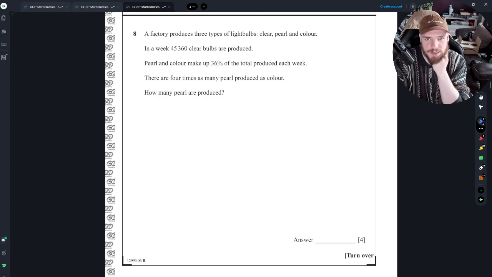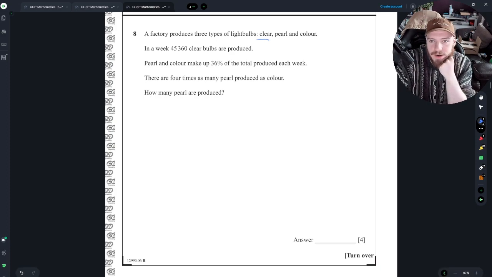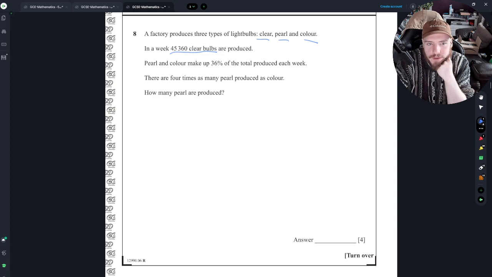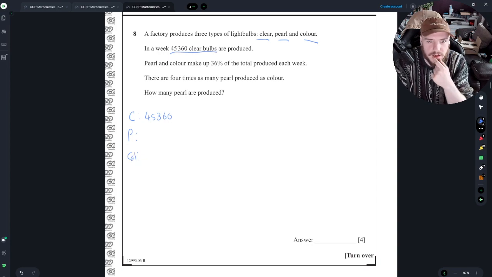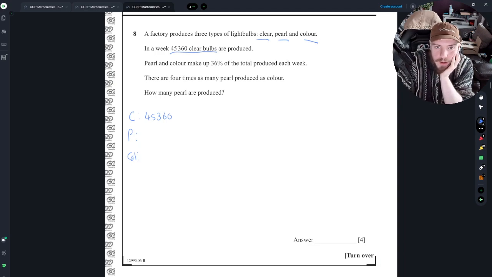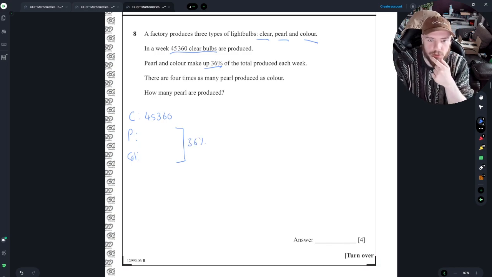A factory produces 3 types of light bulbs: clear, pearl, and color. Okay, so in a week they produce 45,360 clear bulbs. Okay, so I'm just going to go clear 45360. Okay, we also have pearl and we also have color. I'm going to go C for color, and clear. Okay, so this pearl and color makes up 36% of the total produced each week.